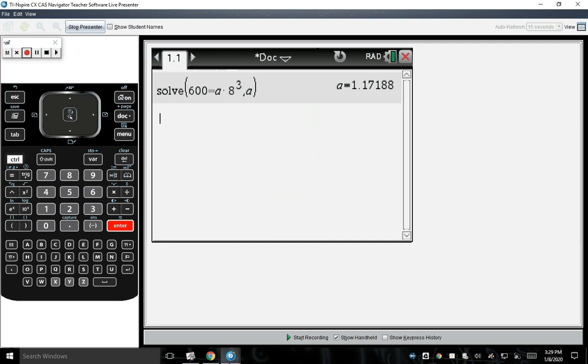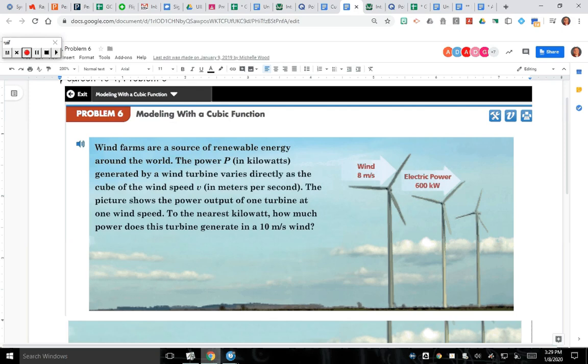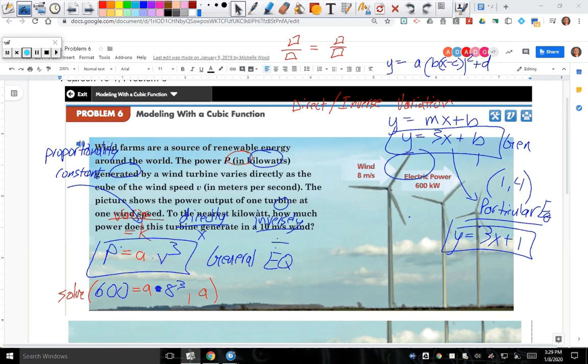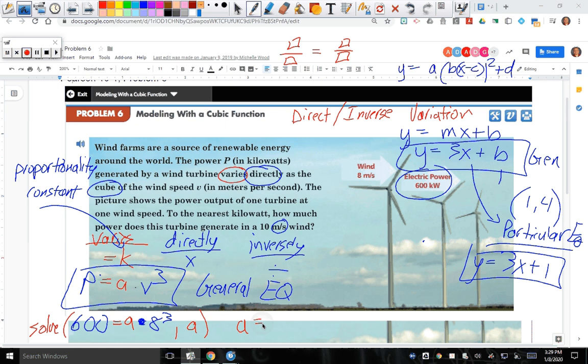So A is 1.172. If you want to write 1.171 and truncate, truncate means not to round, but just to cut it off and leave it. That's fine too. So with me, here we go. I'm going to write A is 1.172. This is my proportionality constant that will never change. So I've created this general form to be more exact, to be 1.172 v cubed.